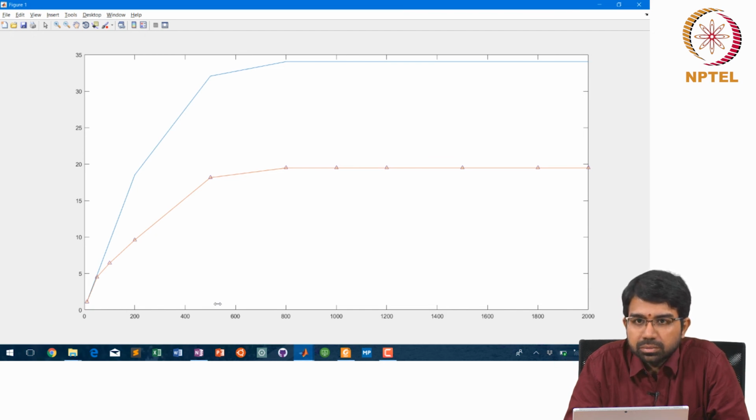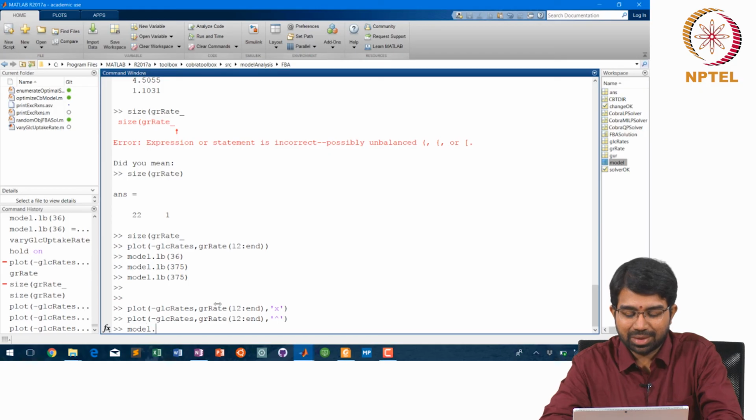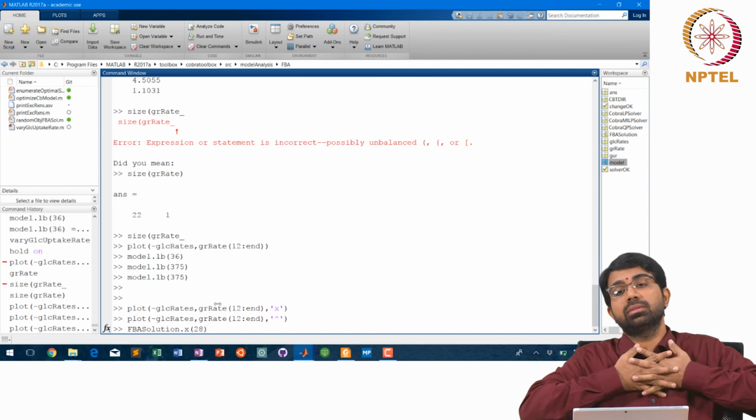Why should it change though? So if you have say two constraints and one objective function and it intersects at one point, that is the answer in the first case. Model, FBA solution dot x 28. What should this value be?